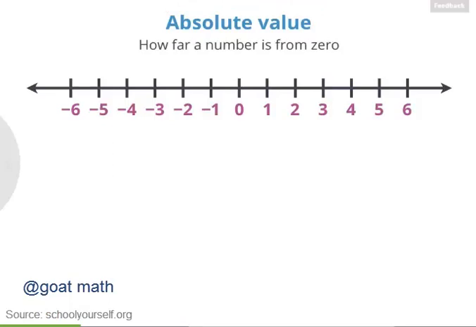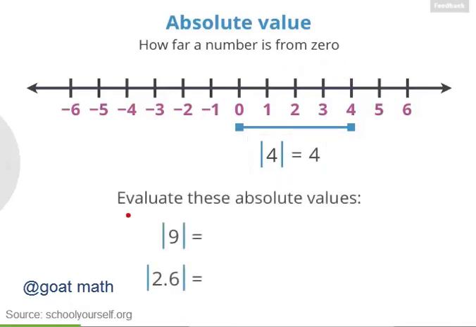Now the absolute value of a number is how far it is from 0 on the number line. So for example, if you look at the number 4, then the absolute value of 4, which you can write as 4 with vertical bars on either side of it, represents the length of this distance here. How far is 4 from 0? It's 1, 2, 3, 4. So the absolute value of 4 is 4. What are the absolute values of 9 and 2.6? Don't worry, this is not a trick question.